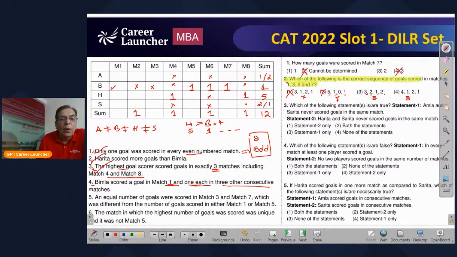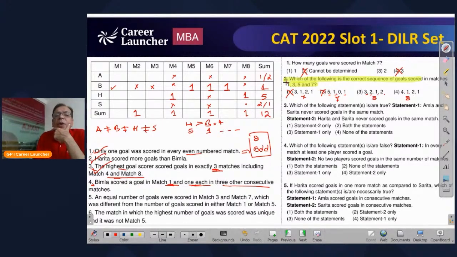Now, what about Bimla? 1 each in 3 others. Sorry, Harita. Harita has already scored 2 goals. The highest goal scorer scored in exactly 3 matches, including match 4 and match 8. Now, she has to score in match 4 and match 8. Which is the other match she will score in?